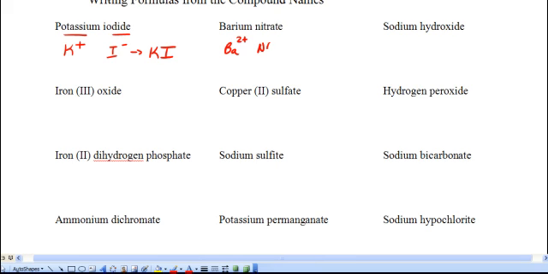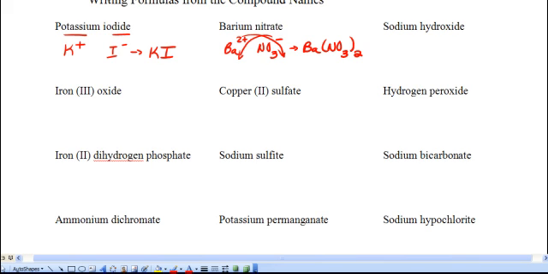Crisscross the charges. With barium nitrate, barium is Ba2 plus. Nitrate is NO3 1 minus. When you crisscross these charges, the numbers anyway, the 1 goes with the barium, the 2 goes with the nitrate, and so you're left with Ba(NO3)2. The 1 went with the barium, the 2 went with the nitrate.